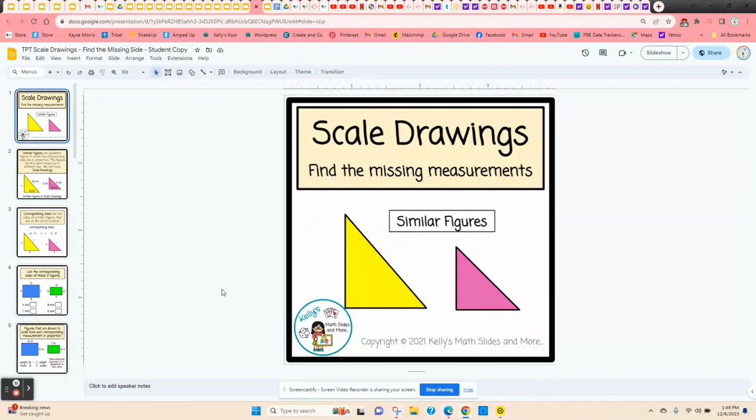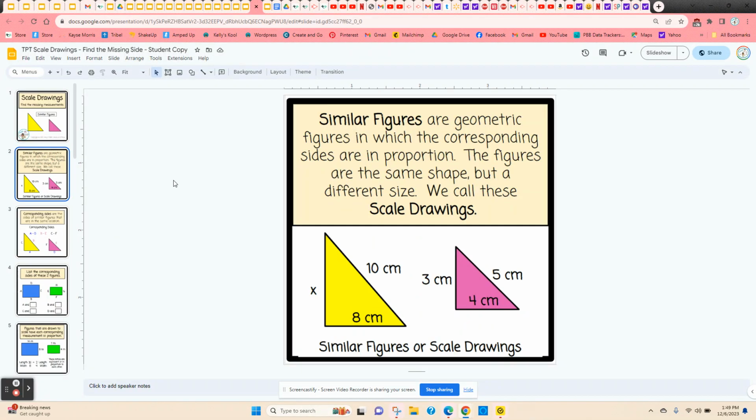Scale drawings, find the missing measurements. So this is a digital lesson on similar figures. And it starts out on slide 2, explaining what similar figures are. And they are drawings that are to scale. That means they're the same shape, just a different size. And all of their corresponding sides will be in proportion.